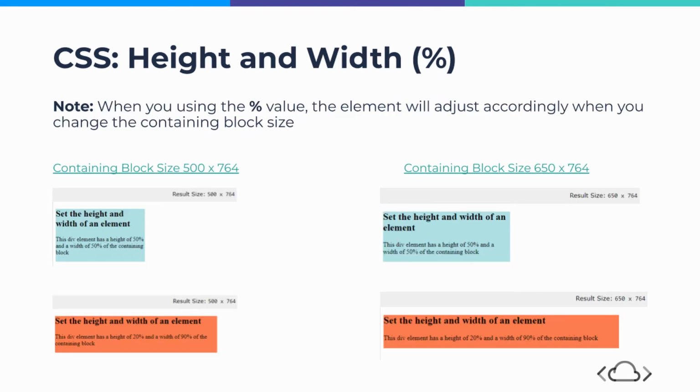To further emphasize this point, this also means that if you adjust the container itself, percent will automatically adjust the element. So let's take a look at this example here. The first example has a containing block size of 500 by 764. This means that if we change the div element to half of that, the div element will adjust its height to half of 500 and the width to half of 764. The following examples are vice versa.